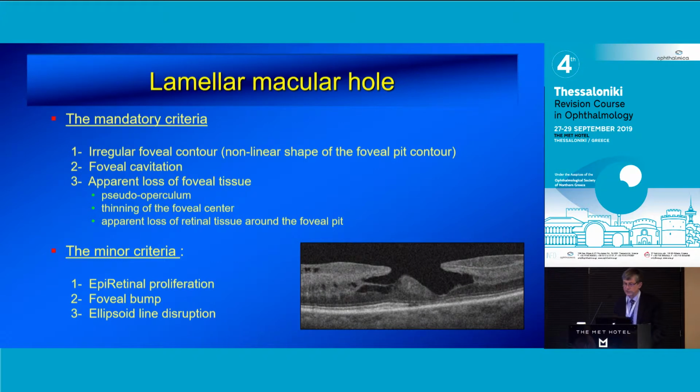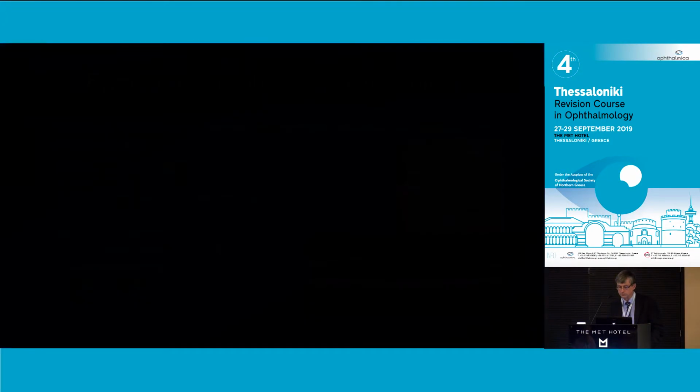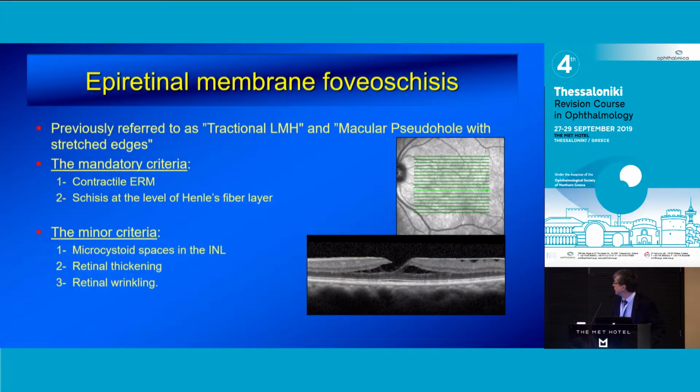We should reserve the term lamellar hole for that type of hole. Then you have the epiretinal membrane fovea schisis, which has sometimes been called a tractional hole in the past, or macular pseudohole with stretched edges. The mandatory criteria here are the contractile epiretinal membrane, a schisis at the level of Henle's layer in the retina.